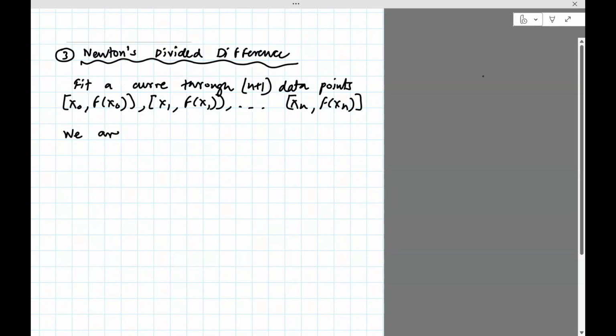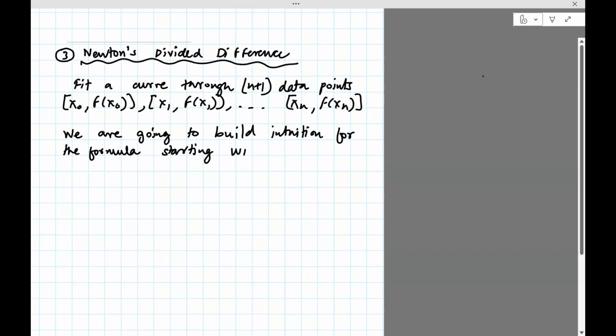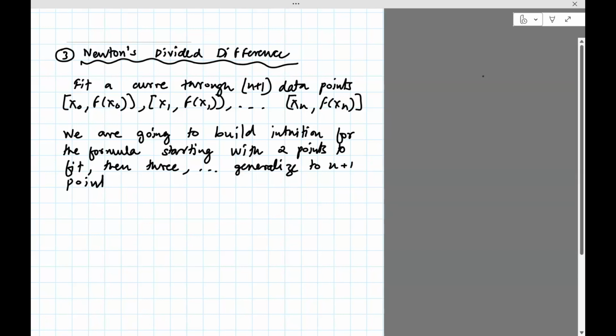So here's what we'll do. We are going to build intuition for the formula starting with 2 points to fit, then 3, and so on, and generalize to n plus 1 points.